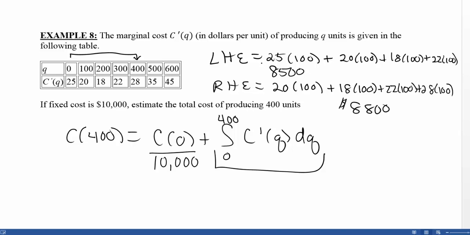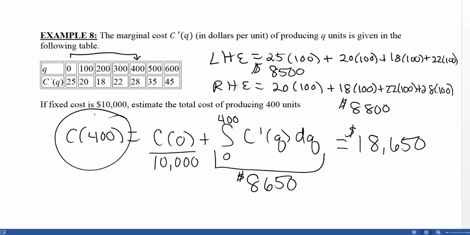So we have a left-hand approximation and a right-hand approximation. And since we don't have any further information, we're going to use our best estimate, which means we're going to average these two numbers together. When we average 8,500 with 8,800, we get 8,650. So that's our best estimate for the variable cost, which tells us how much additional cost we're going to have in addition to our fixed cost based on the quantity that we're making. So if we add our fixed cost plus our variable cost, we get $18,650, which is our estimate for the cost of producing 400 items.